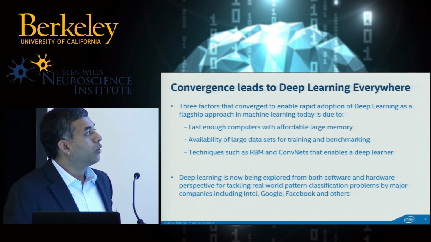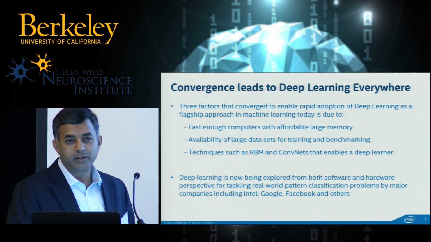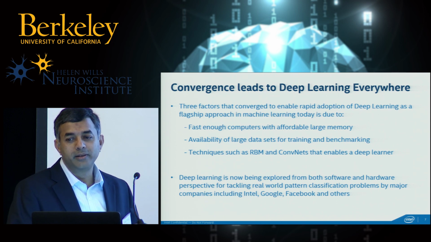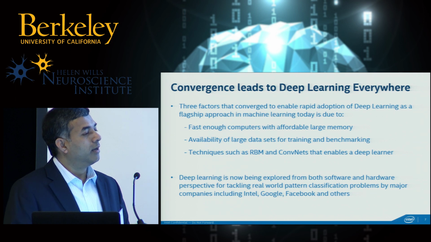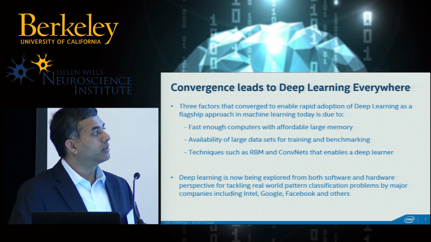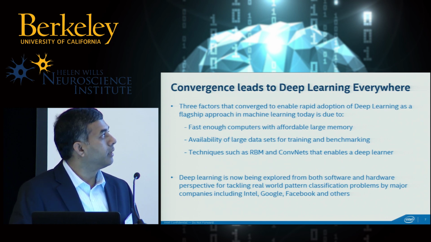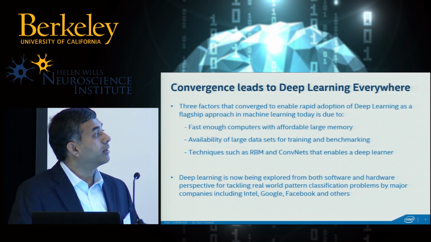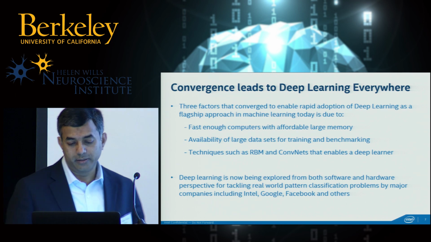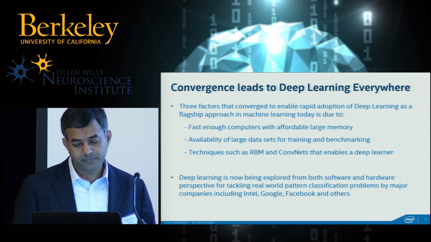convolutional nets. So, if you go to any of these conferences, in fact, computer vision conferences are dominated by deep learning methodologies that extract information from videos, and do all kinds of stuff pretty reliably and very impressively. And so that's all good, and so that's where we are today. Deep learning has been explored both from the software and hardware perspective for tackling real-world problems. And the companies, as you all know, including Intel, by the way, are looking into this.